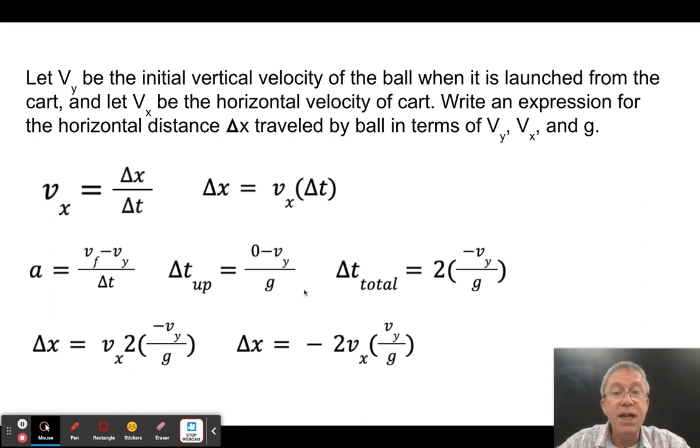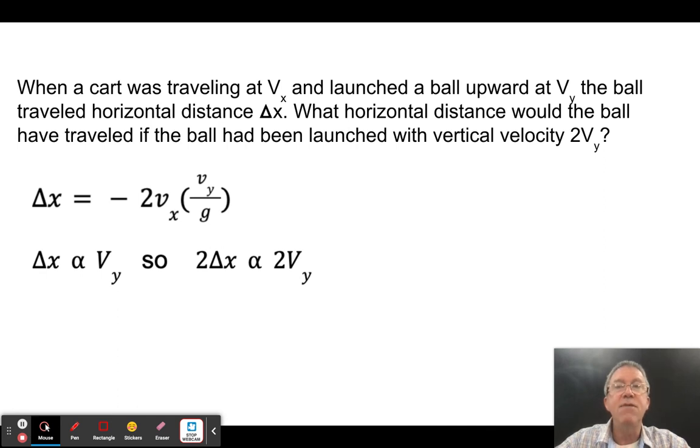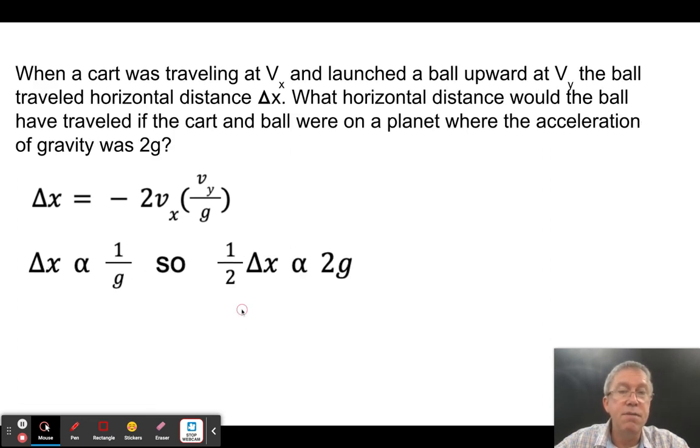Now the beautiful thing about this is once I have this expression, I can start to answer a proportionality question. So if the car is traveling at speed Vx and a ball launched up at Vy and the ball traveled horizontal distance delta x, what would the horizontal distance be if the ball was launched vertically at 2 Vy? So I'm simply going to look at the equation here and say, well, it looks to me like delta x is directly proportional to Vy because the exponent is 1 and it's in the numerator. So basically, if I double Vy, I'm going to double x. So the answer is 2 delta x.